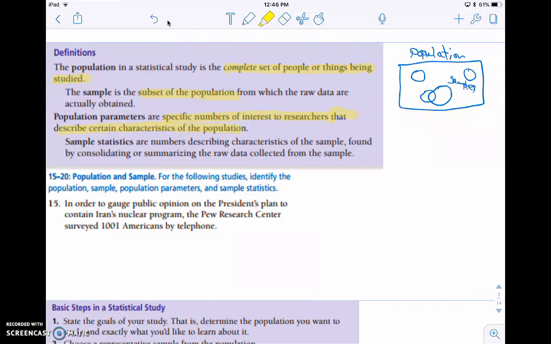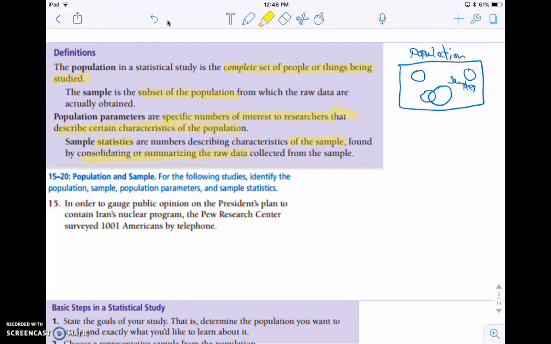When we break it down into the sample, we talk about sample statistics, which are numbers describing characteristics of the sample. Those are found by consolidating and summarizing the raw data. And when we say raw data, that's just data that you've collected from the sample. The reason we talk about populations and samples is that in a lot of cases it's impossible to get every person in the population to fill out a survey or to get data on every single person in the population.